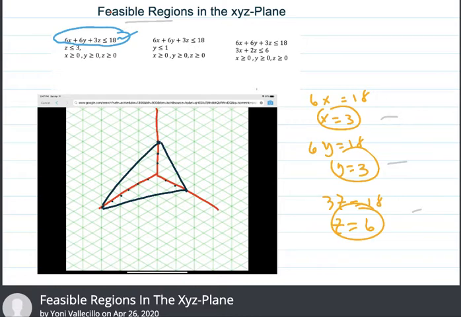It is the area below this plane. That's the area we're looking at: the area below the plane that hits the positive x, y, z axis.